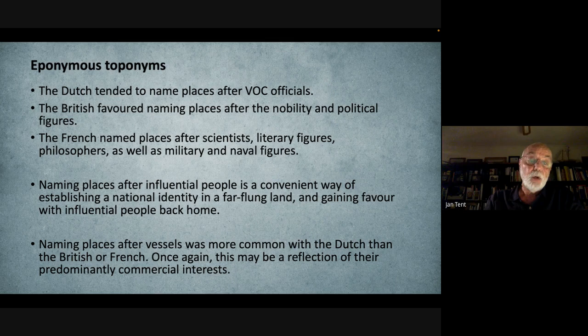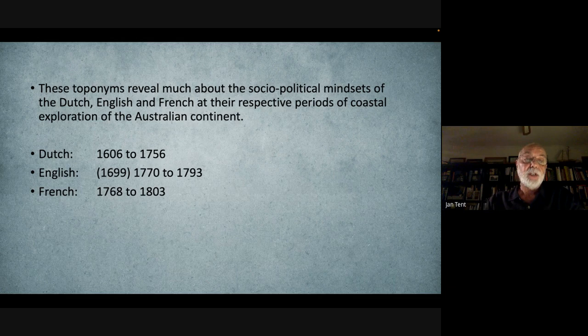But also when we look at the period in which the Dutch and the English and the French explored the coastlines of Australia, we see that the Dutch explored the coastline between 1606 and 1756. Now that's before the Enlightenment, and their main aim was, as I said, trade. But the English really started to explore the coastlines from 1770 to 1793, and the French from 1768 to 1803. And that is smack bang in the period of the Enlightenment. But I don't think the English were as enlightened as the French, because they named their places after royalty and the nobility. So these are very telling, very interesting facts that these place names tell us.